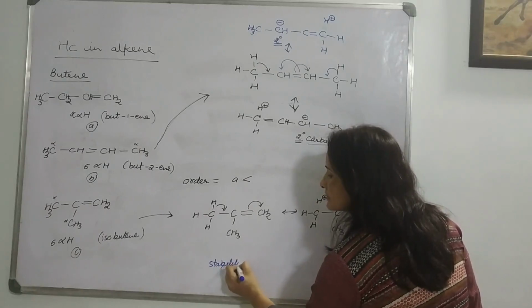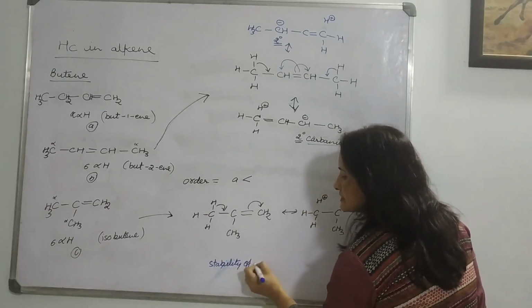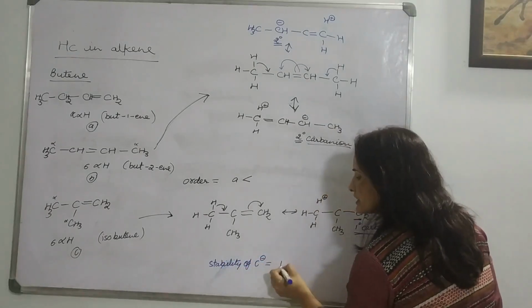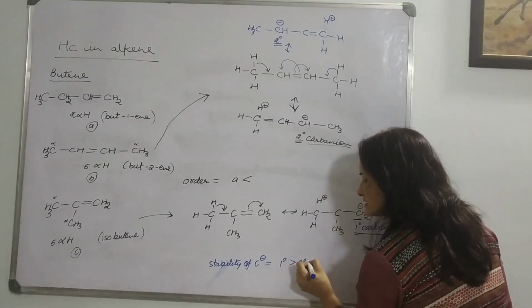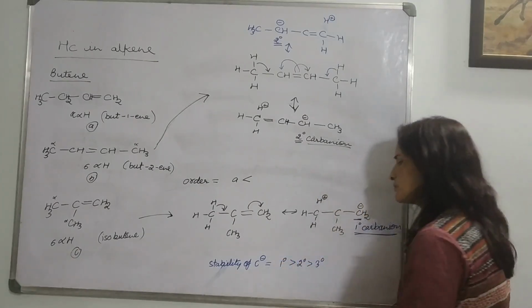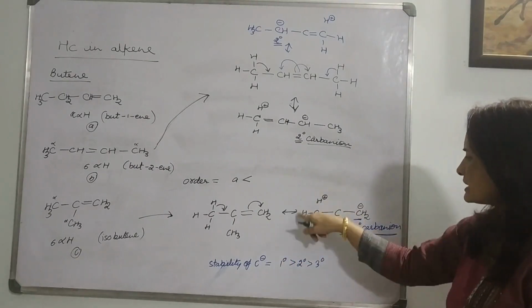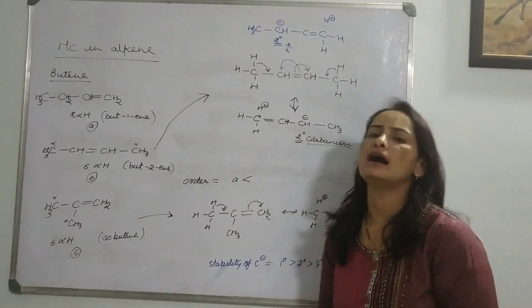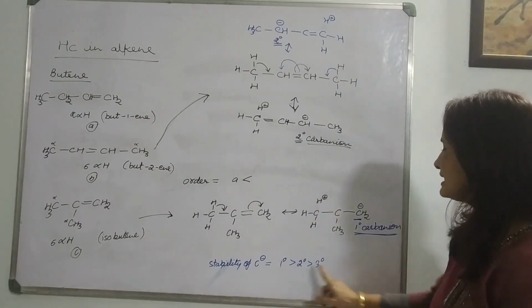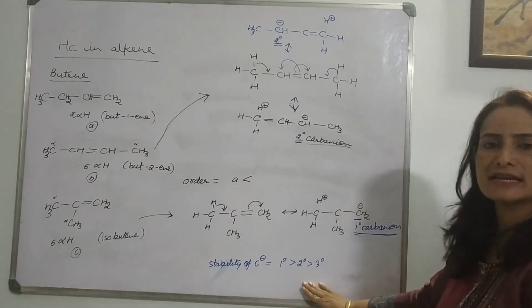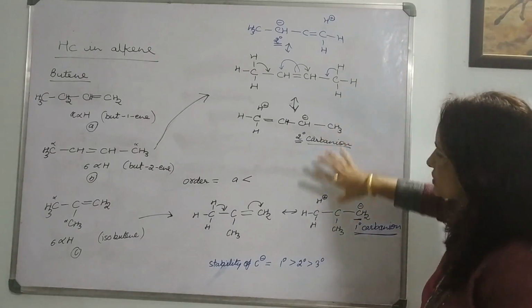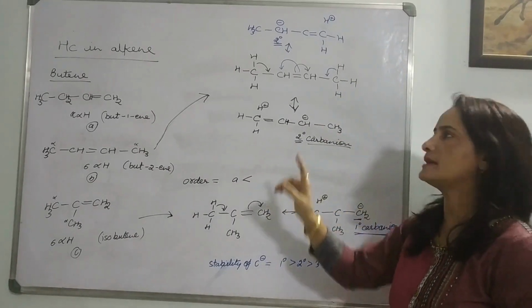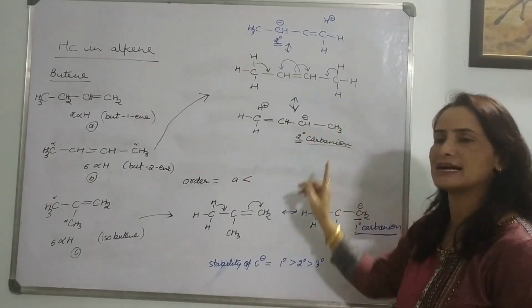Stability of carbanion. The stability order of carbanion is primary is more stable than secondary. It is just the reverse of the carbocation. So which is forming the more stable carbanion during hyperconjugation? Definitely primary is more stable than secondary. So the hyperconjugative structure number is the same. They both will form 6 structures.